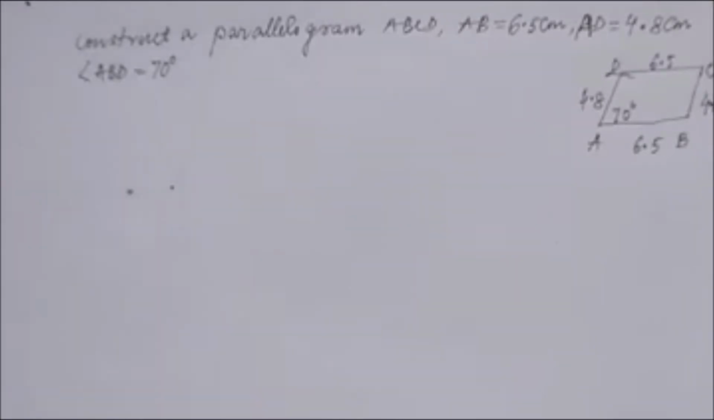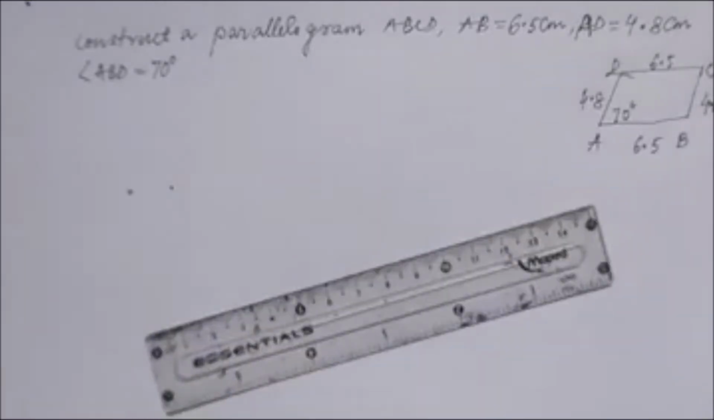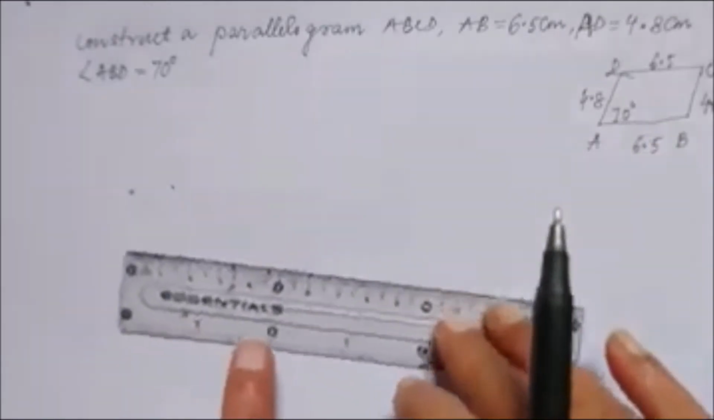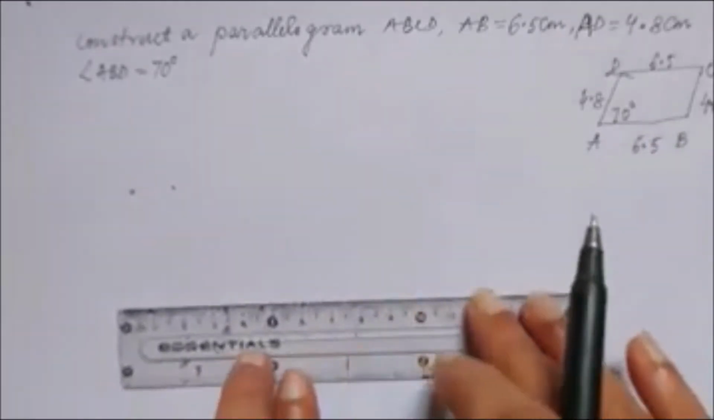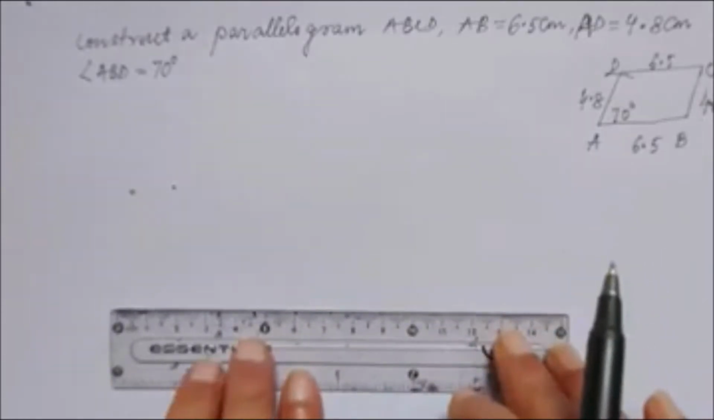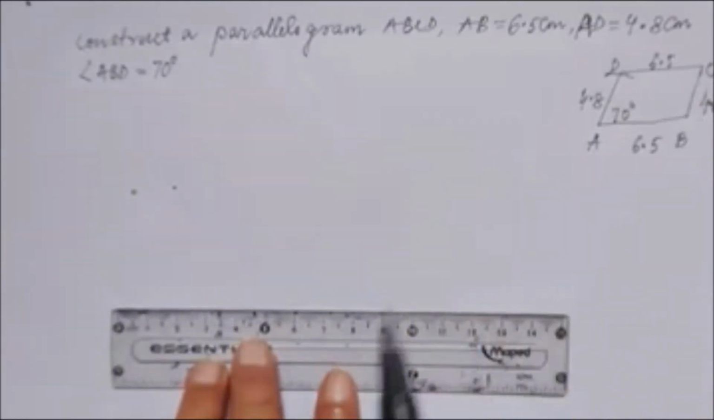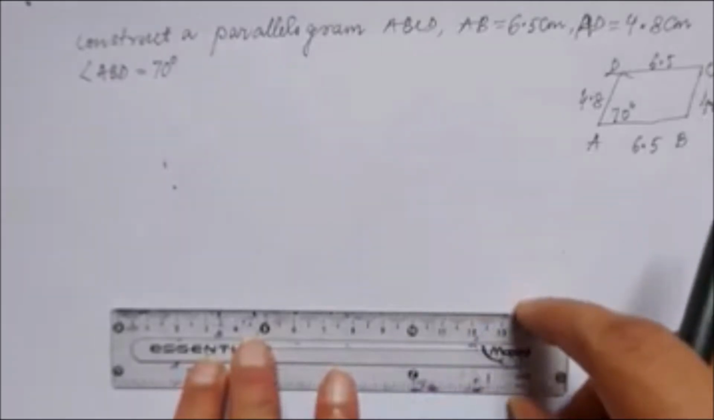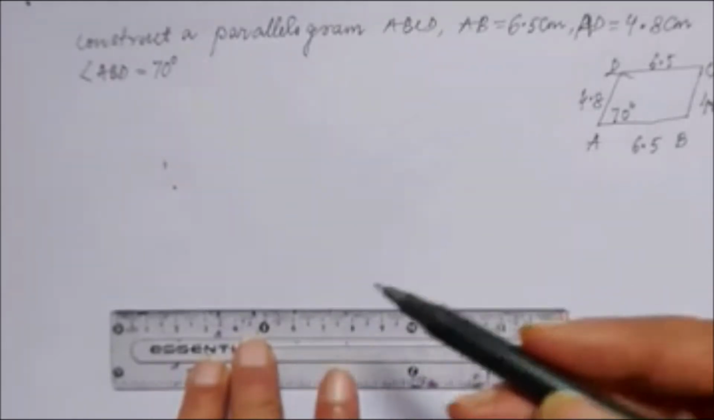So I am proceeding. You can simultaneously draw with me. You can bring your scale, pencil, protractor, everything. Here we will draw the angle with protractor, because this is in class 6 and we have not learned how to draw the angle by compass.